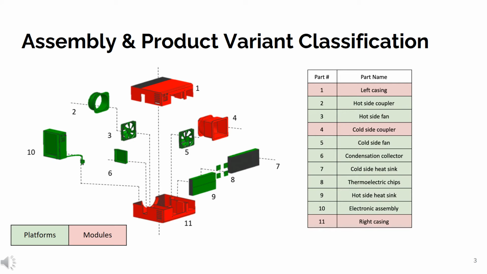As a brief recap, the assembly sequence of the product is shown here, where the part numbers correspond to the order of assembly. The green parts represent the platform parts, or the parts common for product variants, while the red parts represent the modules, or the parts that are different for product variants. Parts 7, 8, and 9 make up the thermoelectric subassembly, which is assembled separately before insertion into the product.